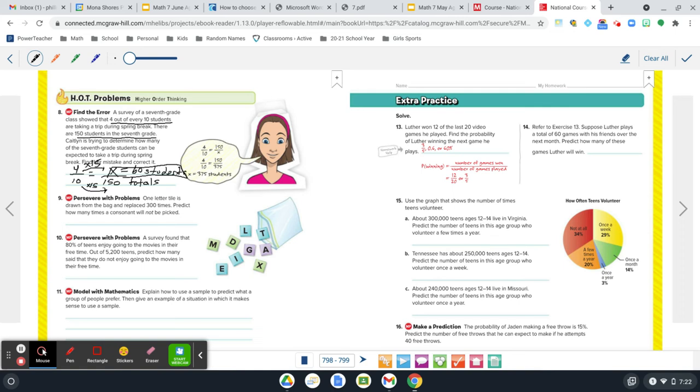Now, we're going to take a look at some percentages with predictions. So we're now going to go back and we're going to take a look on page 796. So let me get that page in front of you here.